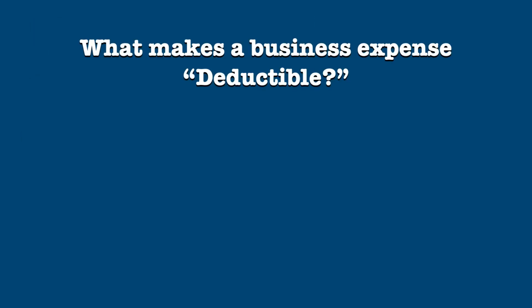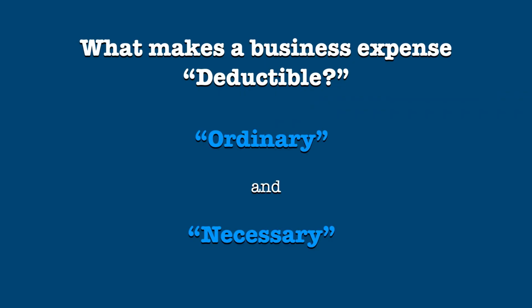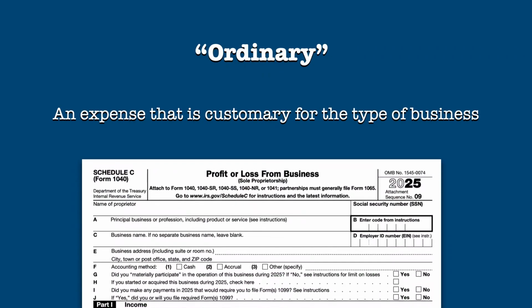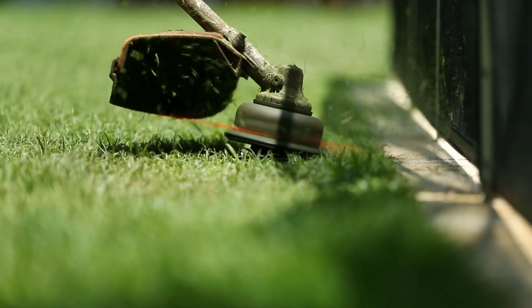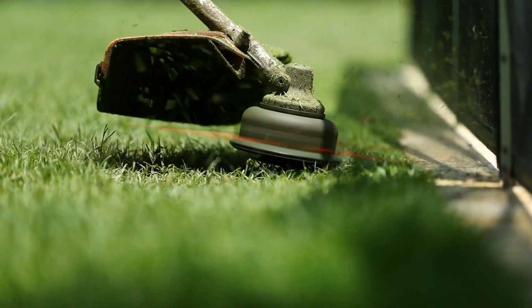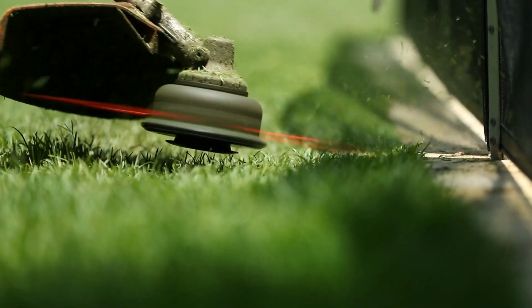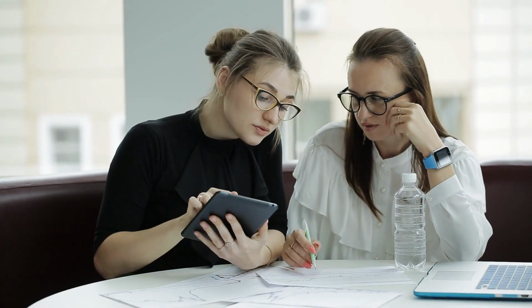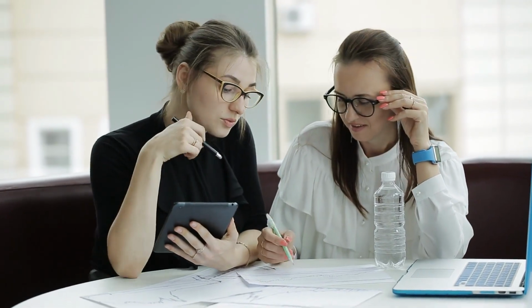To be able to deduct an expense from business income, an expense must be both ordinary and necessary. To be ordinary, an expense must be a customary expense for the type of business. This is where that business classification we entered in the header of the Schedule C comes into play. For example, deducting the cost of gasoline and oil for small equipment is ordinary for a landscaping or logging business, but isn't ordinary for an accounting firm. I could go on with a number of examples, but you get the idea.